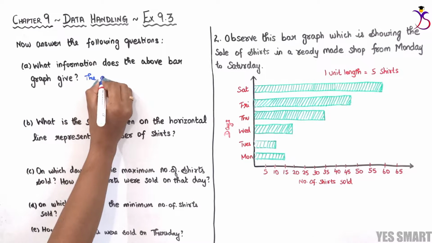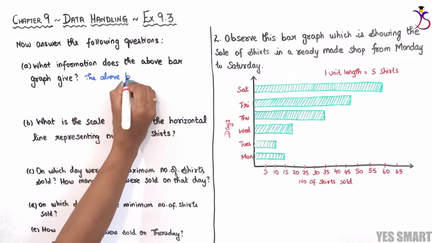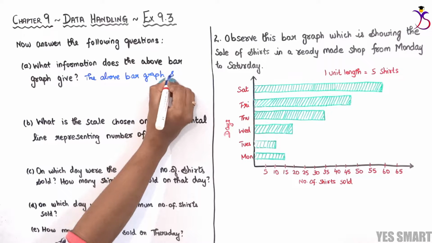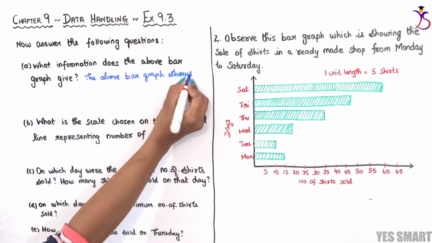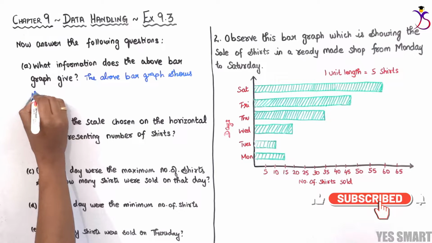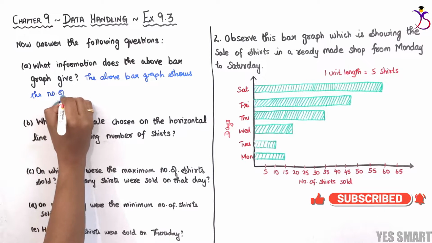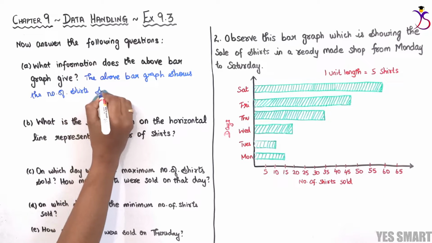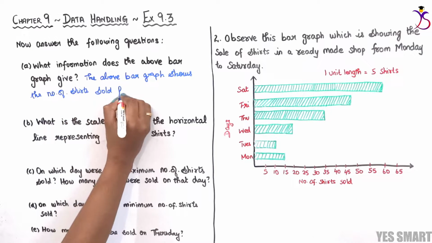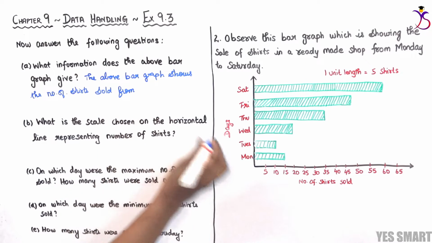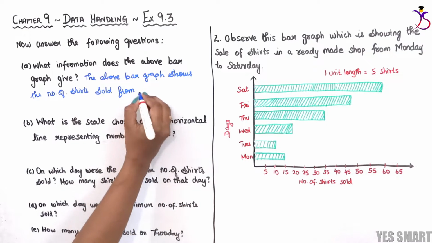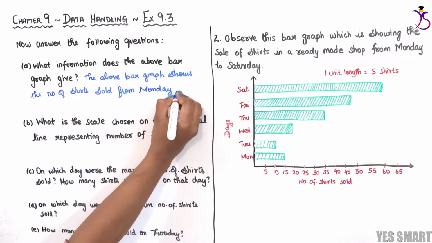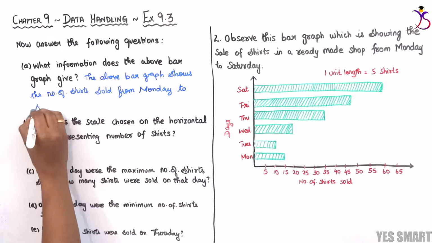So the above bar graph shows the number of shirts sold from Monday to Saturday. On seeing this graph, we can say how many shirts were sold on any particular day from Monday to Saturday.